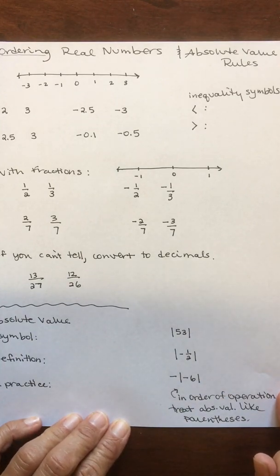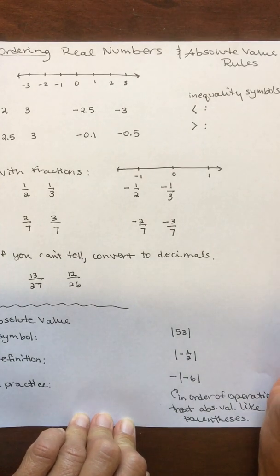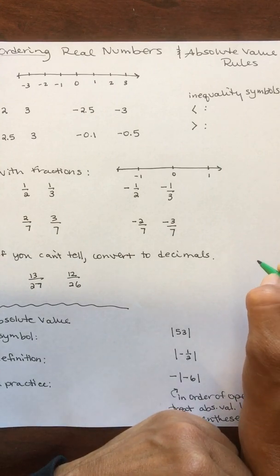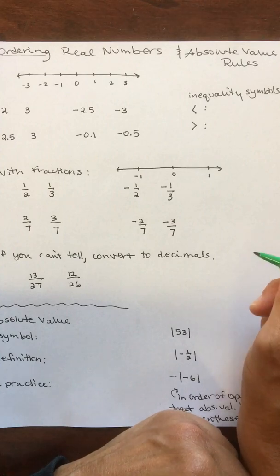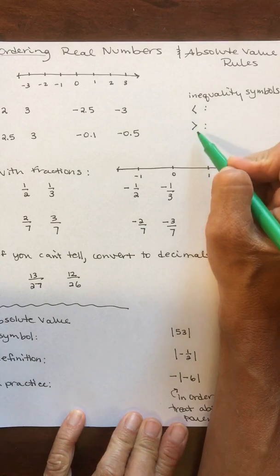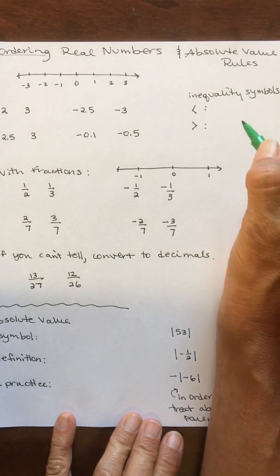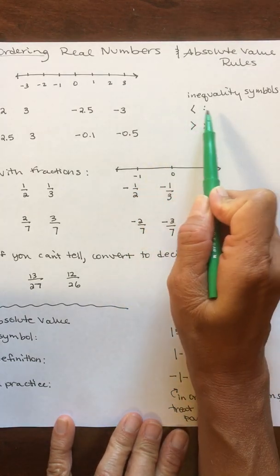So here we go, ordering real numbers, and by that I mean coming up with what's greater than the other one. To show our ordering, we're going to use the number line and some inequality symbols. For now, we're just going to use these two inequality symbols over here. And sometimes it's hard to remember which one is which. So in math, we always read left to right.